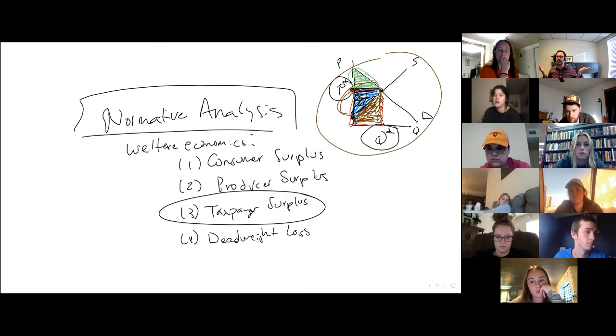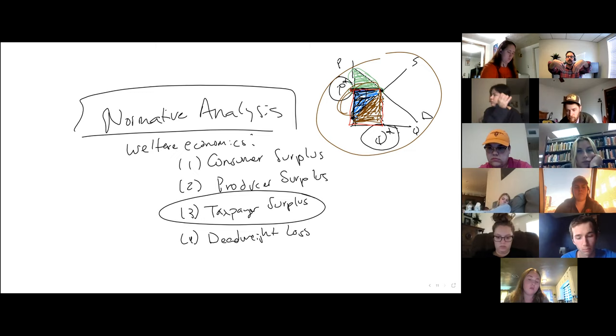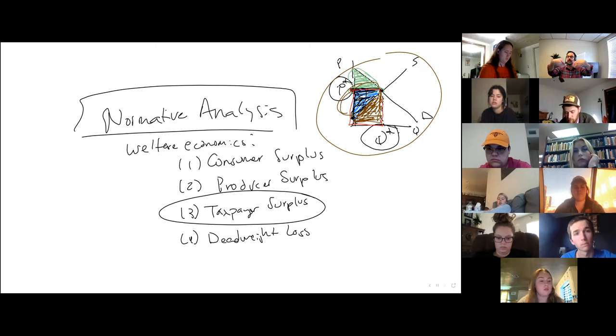So taxpayer surplus is just the amount of outlays that taxpayers have to shell out if we're providing a subsidy in this industry, or the amount of taxes we're getting in if we are assessing a tax or a duty on this industry, right? So we'll see that later, but we haven't seen it in this figure.